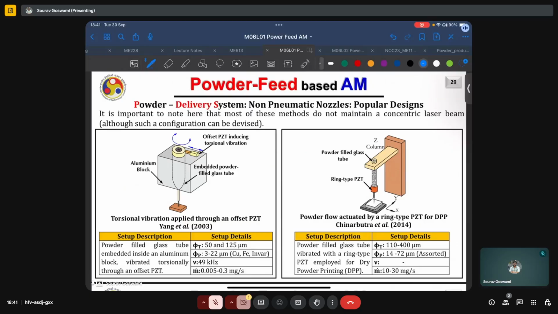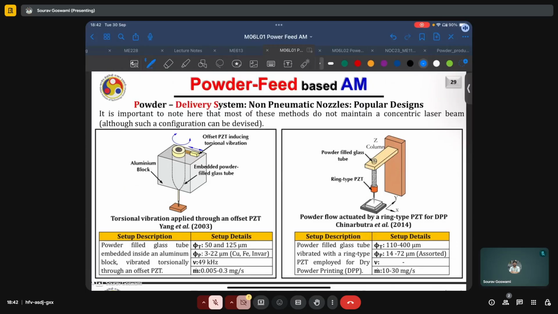The diameter of the tube is between 50 and 125 micrometers. The size distribution of the powder particles themselves is between 3 and 22 micrometers, so very fine powder. And I think the published literature has reports of using pure copper, pure iron, and invar, which is a nickel alloy. The frequency of this torsional vibration using the piezoelectric is 49 kilohertz, and the mass flow rate or the deposition rate is 0.005 to 0.3 milligram per second. That is a very small deposition rate.